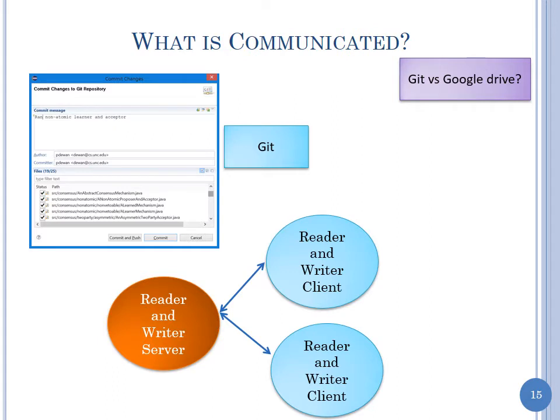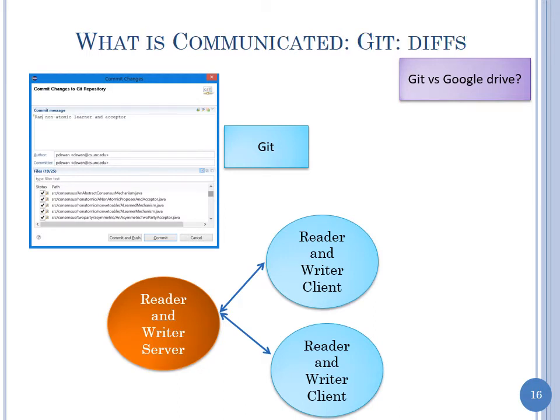So let's look at Git. We've looked at why we might want replication. Let's get into the mechanism a little bit. What exactly is communicated when we are using Git, and what is communicated when we are using Google Drive? There's a fundamental difference, and let's try to distinguish between these two systems based on what is communicated. So Git is communicating diffs between files.